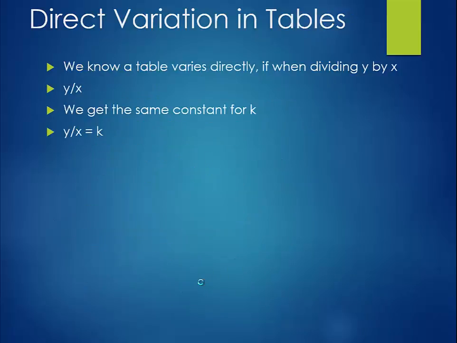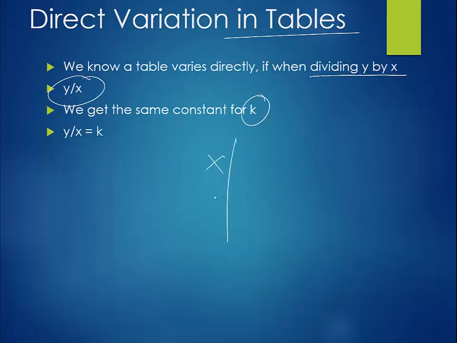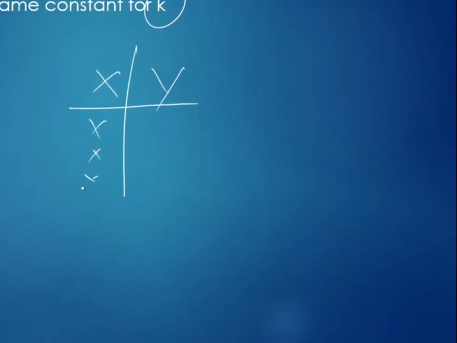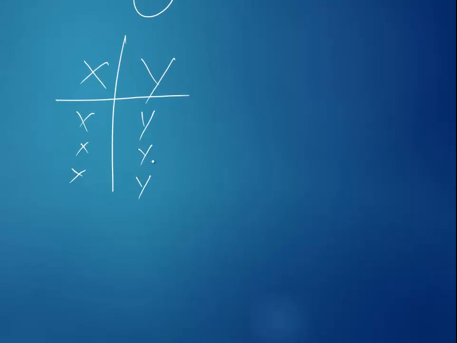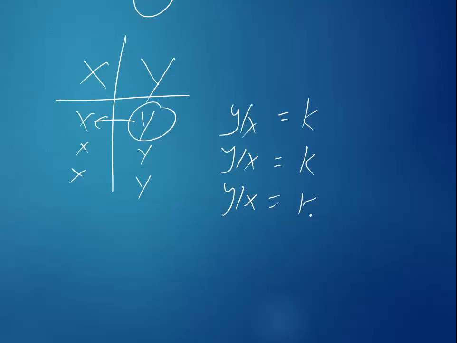So now let's move on to direct variation in tables. We know a table varies directly if when dividing y by x, we get the same constant k every single time. So if you have our x values and our y values, we divide y by x, y by x, y by x, and we should get the same constant k for each one of our rows. If that's true, then we have direct variation.